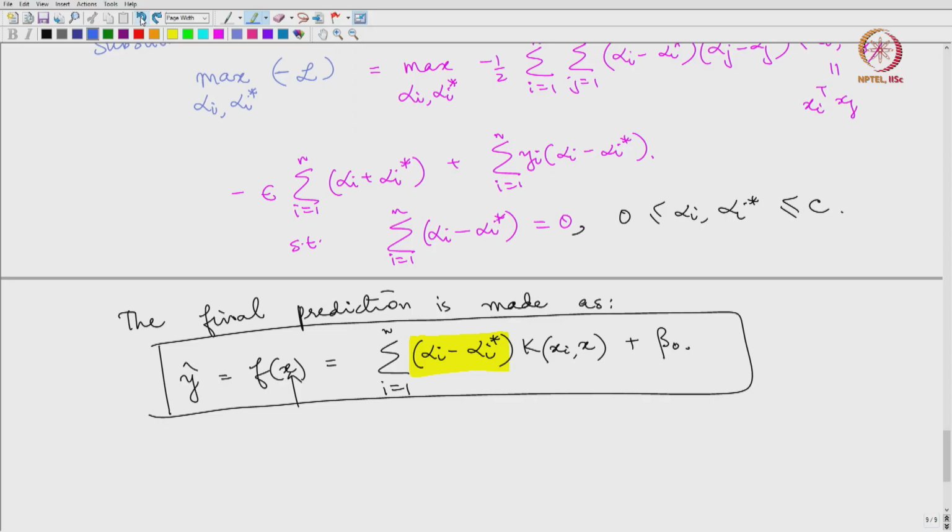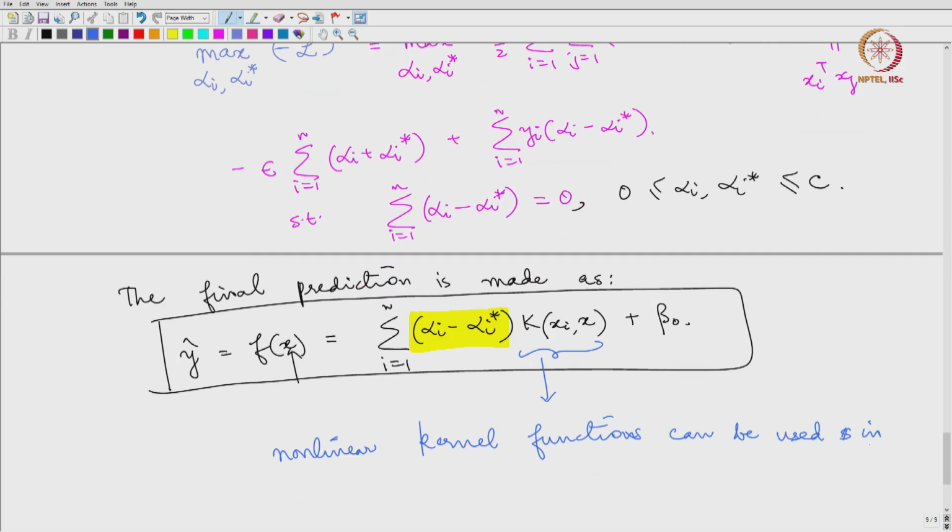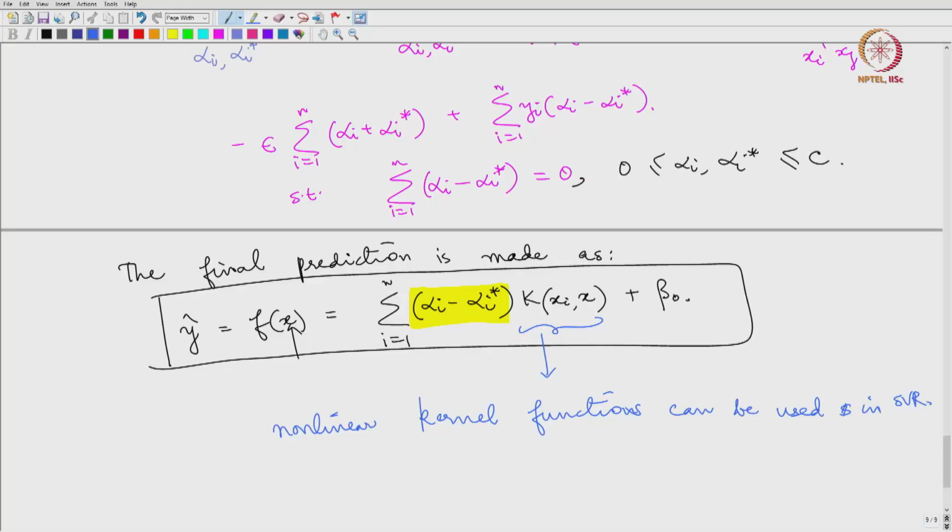So all the kernels that I had introduced for classification can be used here. So nonlinear kernel functions can be used in support vector regression. Okay. So I hope this quick introduction to support vector regression, and through kernel based support vector machines, makes sense to you.